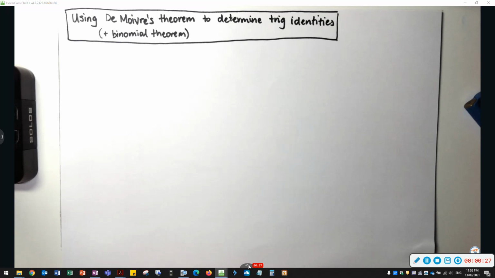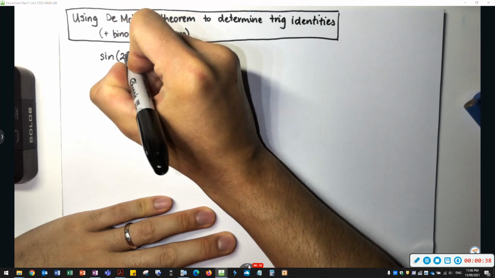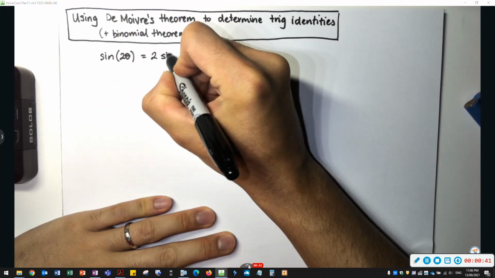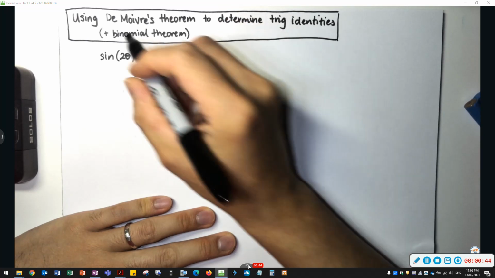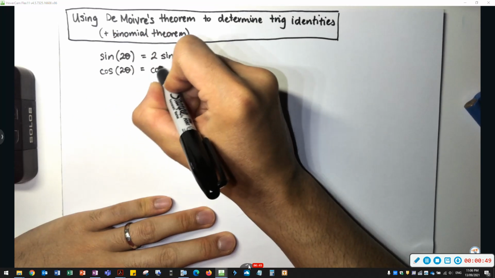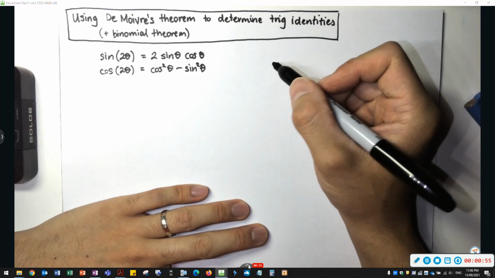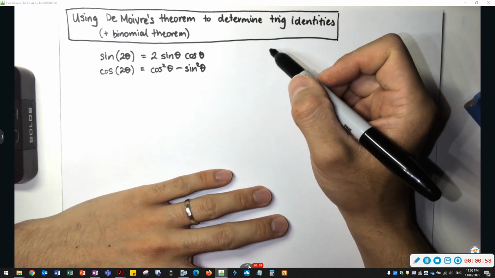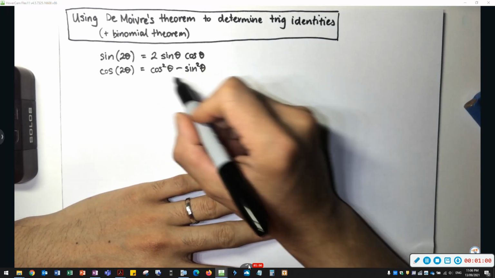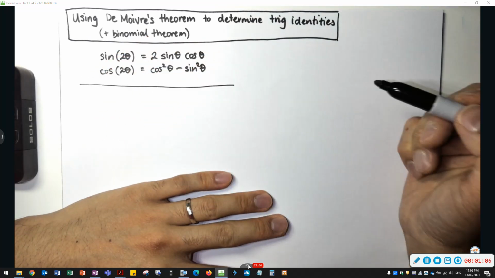So let's take a look at a first set of trig identities that you're familiar with, which are called the double angle identities. Sine 2 theta, remember, is equal to 2 sine theta cos theta, and cos 2 theta equals cos squared theta minus sine squared theta. And yes, I know you can write those using just one ratio, but we'll just leave this identity in its primitive form. So how do we prove these trig identities?